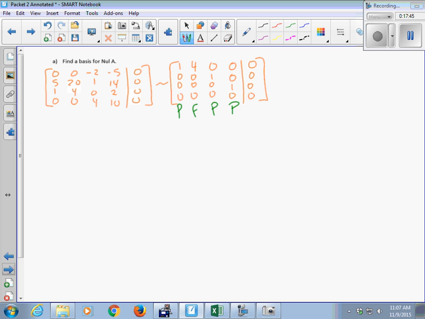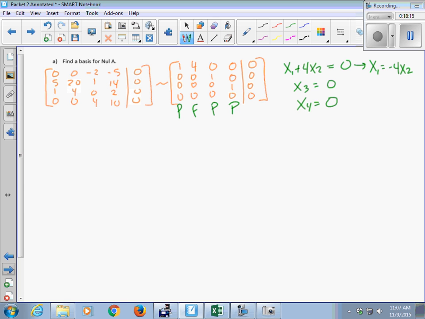Okay. So if I want to find a basis, I have to take what I have here, write it in parametric vector form. So I'm going to translate this to some equations. This says that x1 plus 4x2 equals 0. This says x3 equals 0 and x4 equals 0. Okay. So this first one, I want to rewrite it so that it's a basic variable in terms of the free. So the free variable is x2. So this is going to be x1 is negative 4x2.